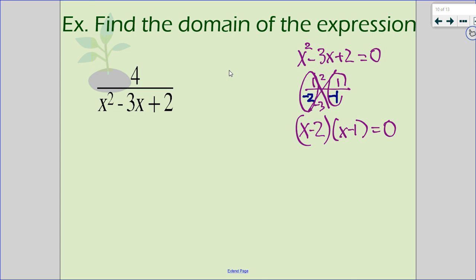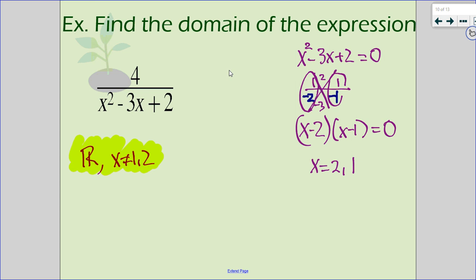So what numbers can't I plug in? 2 and 1. So when you state the domain, you state that x cannot equal 1 or 2. Or you could write out the words: all real numbers except 1 and 2.